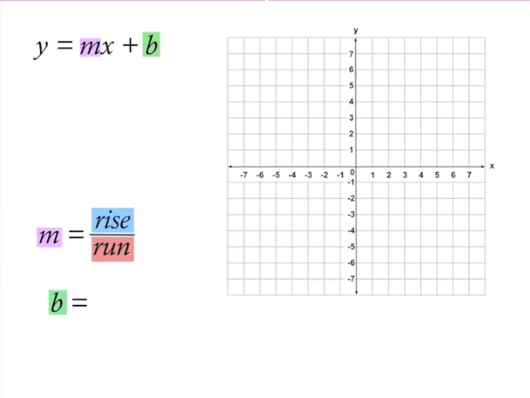I want to graph a linear function that's in slope-intercept form. Remember, slope-intercept form is y equals mx plus b, where m represents the slope and b represents the y-intercept, which we're going to use as our starting point. So what's the linear equation for us to graph?